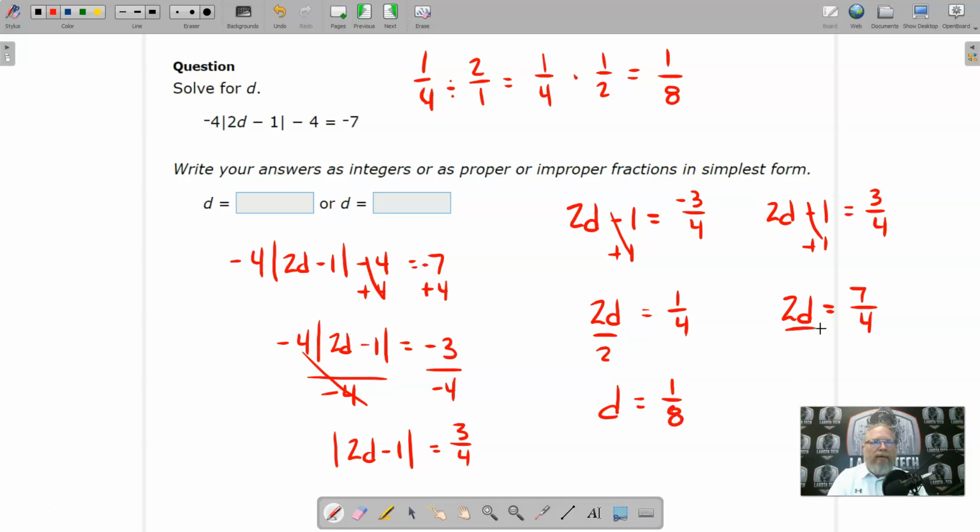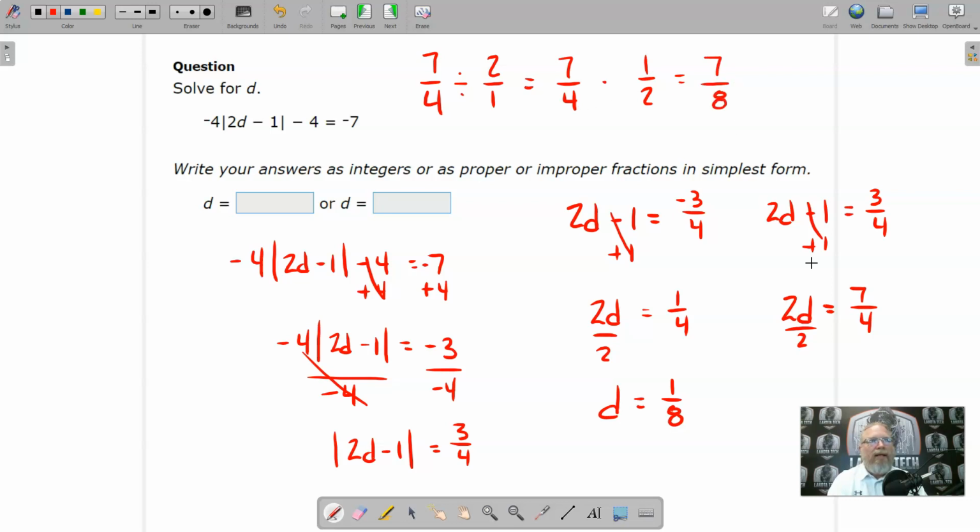Now on the other one over here, I'm going to divide by 2, and I also need to divide 7/4 by 2. I'm going to write 2 as 2/1. Now keep flip change: keep the first, flip the second, change the sign. Now 7 times 1 is 7, 4 times 2 is 8, and I end up with d equals 7/8. So my two answers are 1/8 and 7/8. Keep up with that little bit of practice with fraction addition, fraction multiplication, etc.